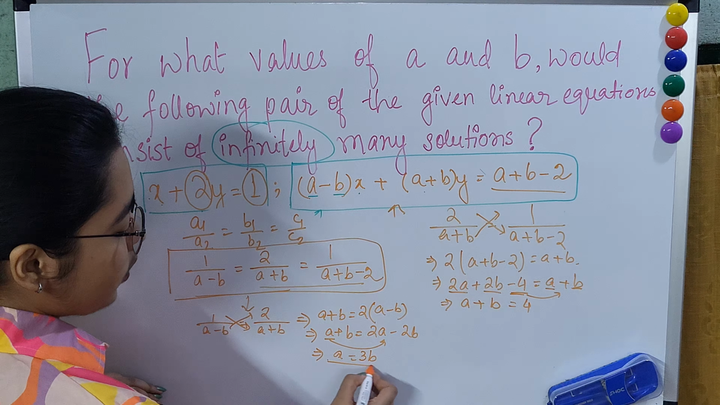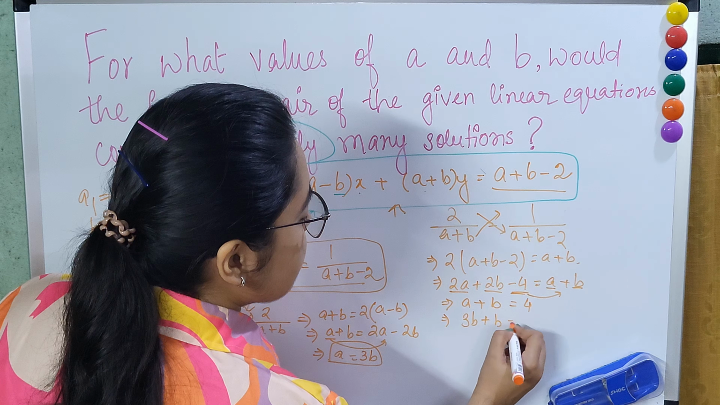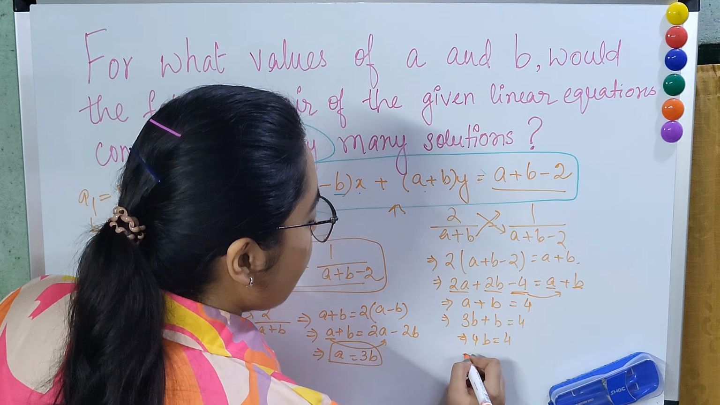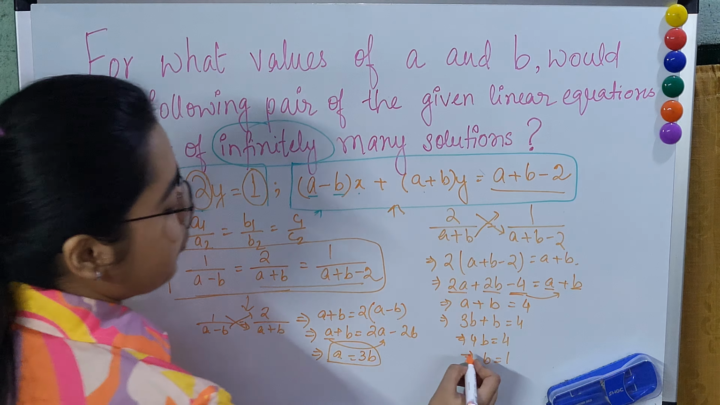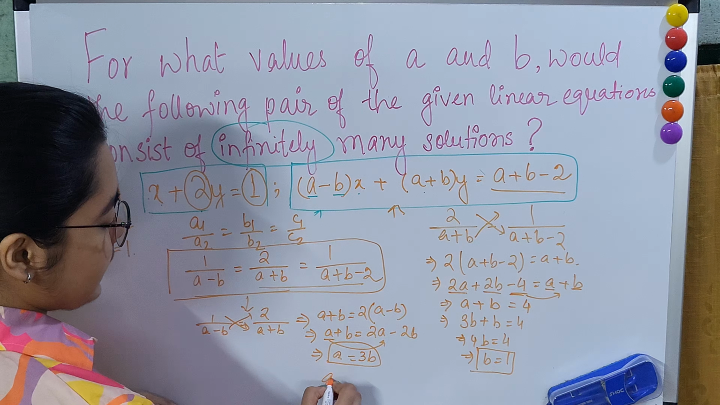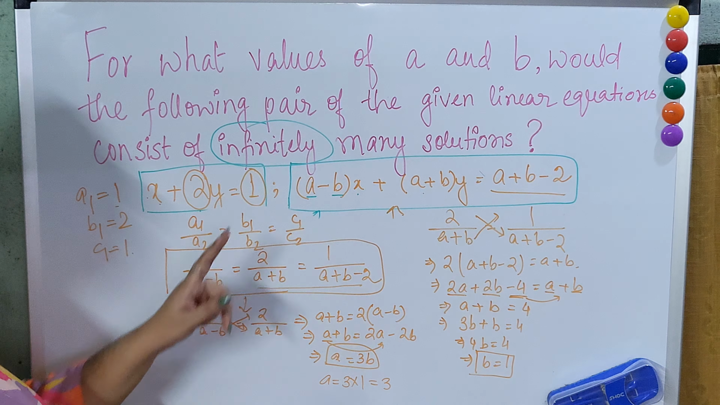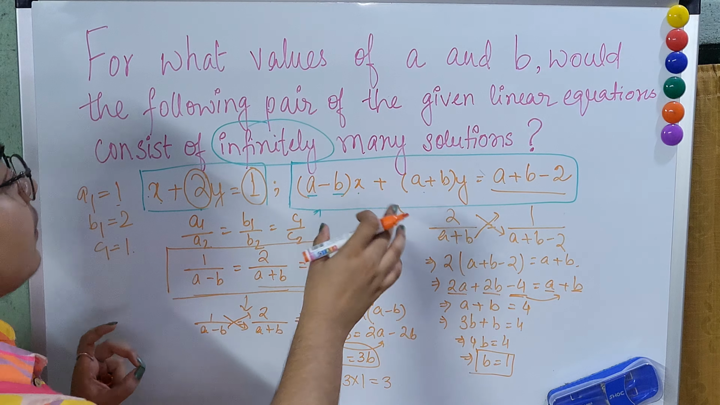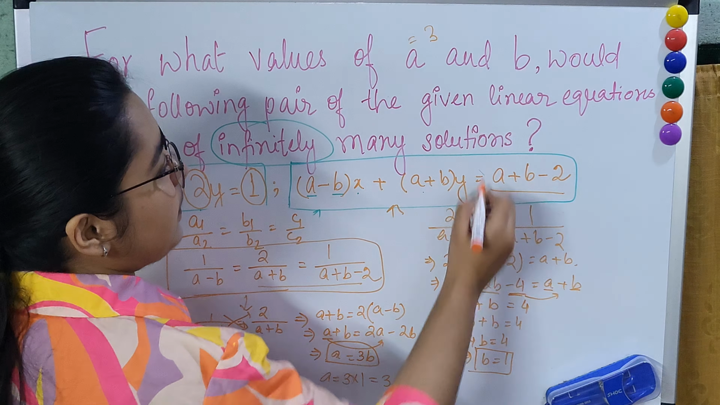Now we know that the value of A is 3B. So we get 3B plus B is equal to 4, which implies 4B is equal to 4, which implies B is equal to 1. So we get the value of B as 1. If we substitute the value of B here, we get A is equal to 3 into 1, which is 3. So for what values of A and B would the pair of these two linear equations have infinitely many solutions? The value of A is 3 and B is 1.